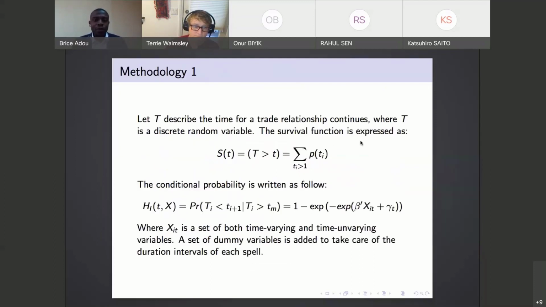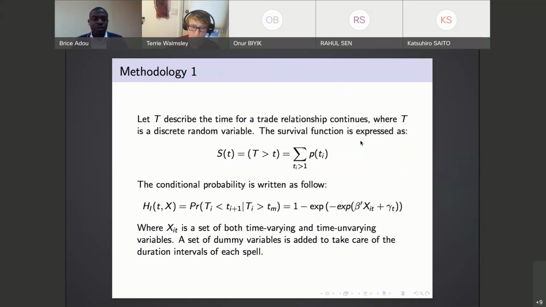For the methodology, we are using a survival analysis. Here we try to describe a bit the survival function, which typically tries to trace the relationship between two countries which are exchanging, like one origin and one destination. We try to trace actually those specific products that we call intermediate products, how they behave between those partners.